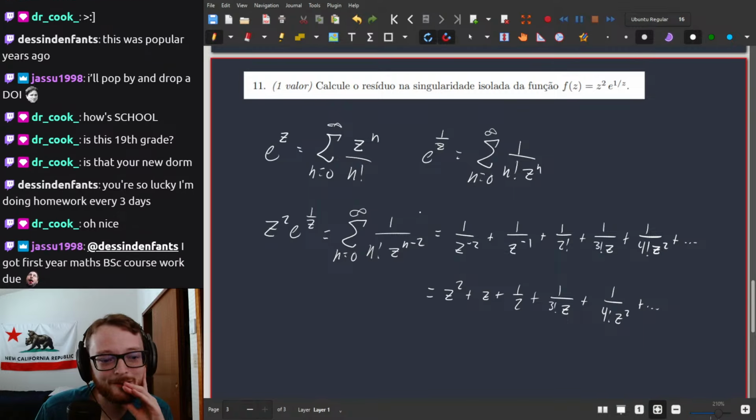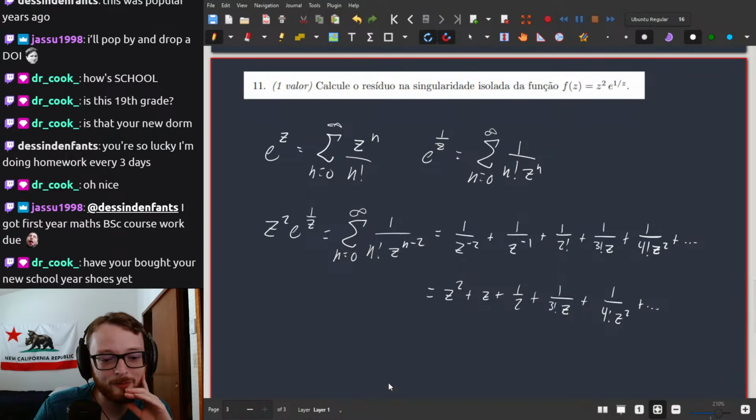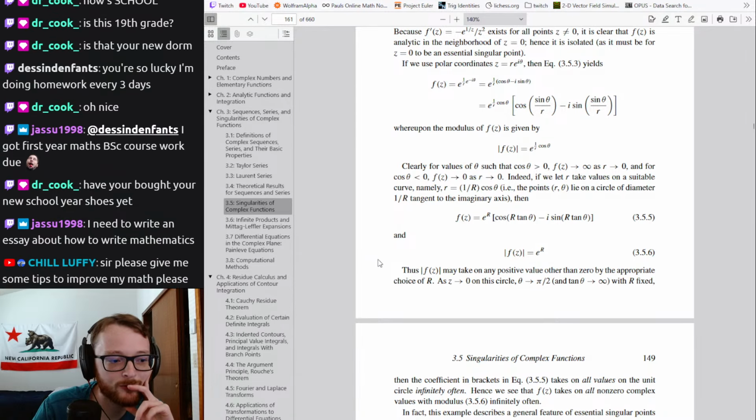How do we... What's the poll? So I thought we'd be able to make this look like a pole. Maybe singular... I mean, I guess it's an essential singularity. That's kind of not a thing with essential singularities, right?